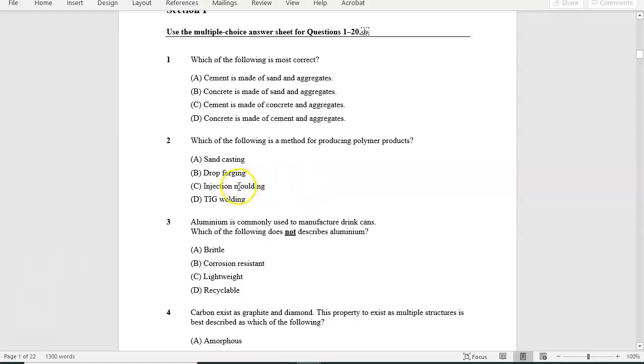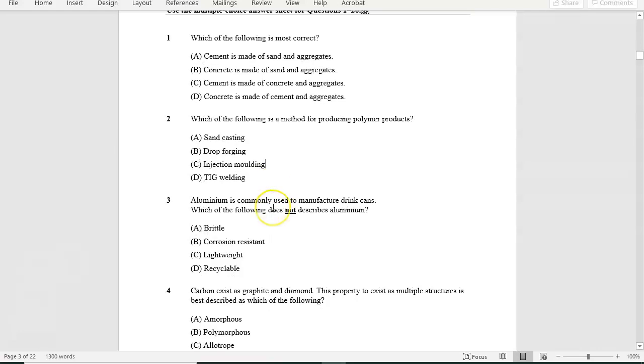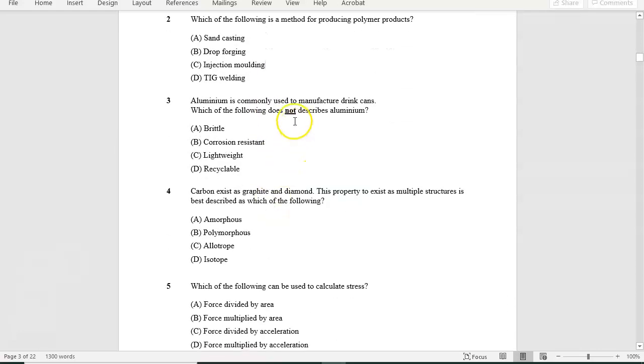The best answer here is injection molding. Sand casting is metals. Drop forging is typically with metals. TIG welding is typically a way of joining stainless steel and aluminium. Okay, aluminium is used to make drink cans.